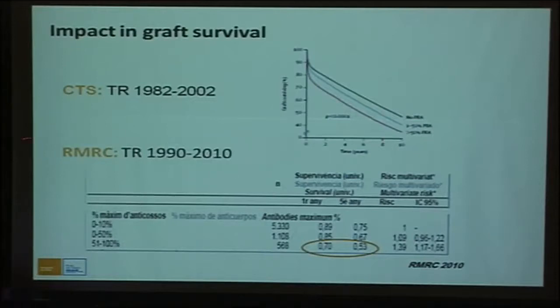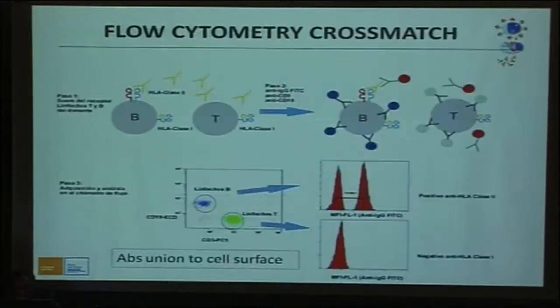For instance, in Catalonia, we have the registry of renal patients, and in this 20-year evolution, having an above 50% PRA is associated with a dramatic decrease to 53% graft survival at 5 years, which is a very important impact. And this is only the classical CDC cross-match, which has been done in the labs since, for instance, 76, when we did the first kidney transplant here at Mansoura University. Probably at that time, this patient had a CDC cross-match.